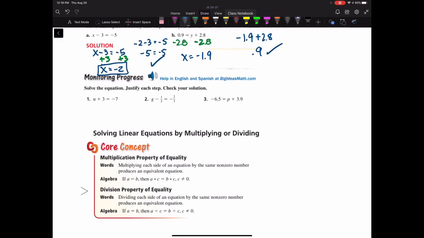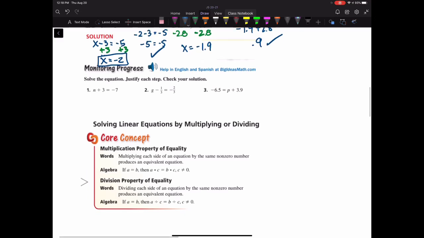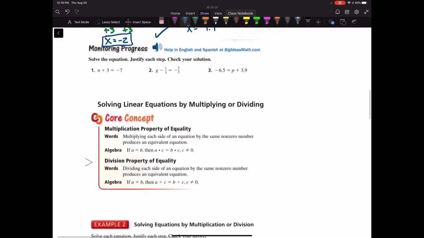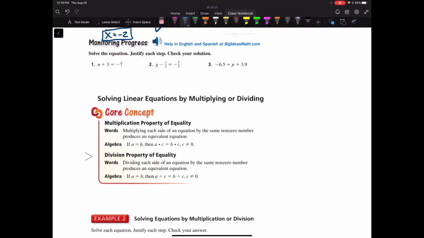Let's look at a couple more examples. Typically, this monitoring progress I will leave alone, and we will do this during our synchronous time. But because some of you may miss today's lesson, I don't know why you'd miss it, maybe some confusion or weren't able to get online on time, we'll go ahead and cover all of these. So the inverse operation of plus 3 would be what? Minus 3. So we'll subtract 3 from each side, and we get x equals negative 10.